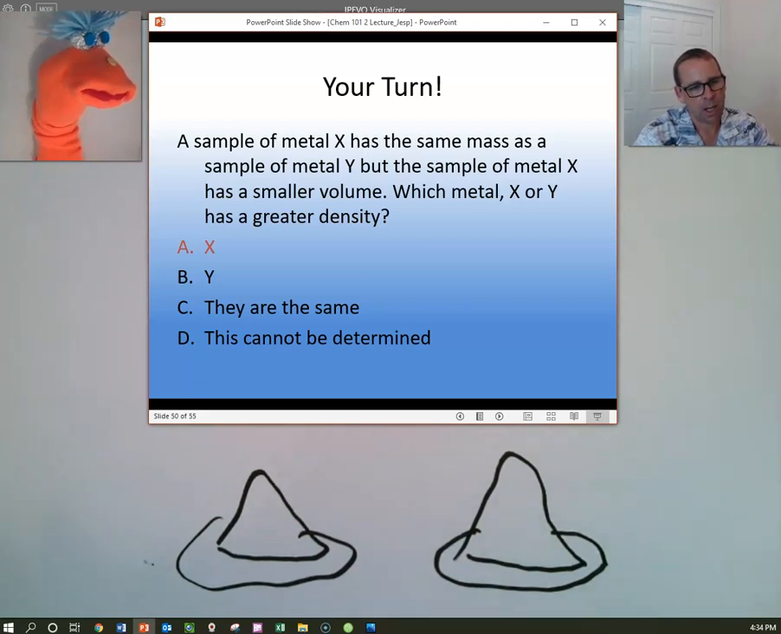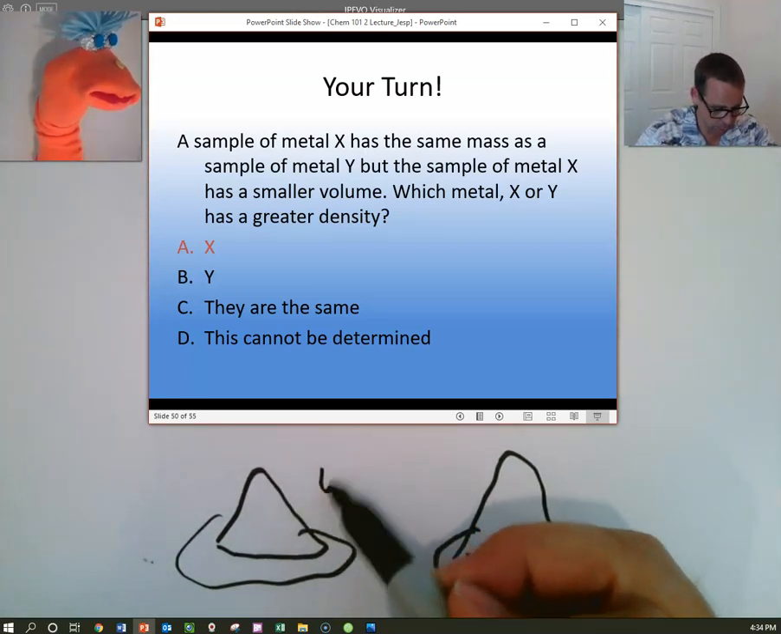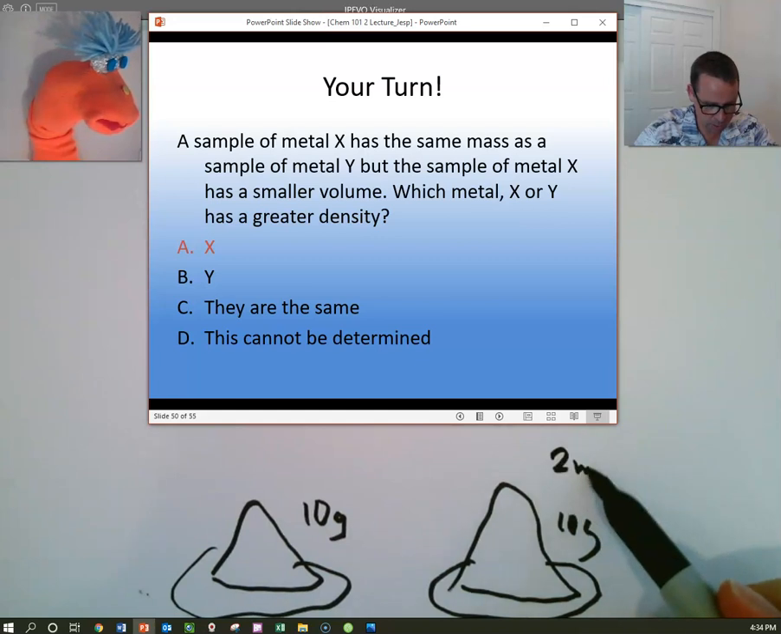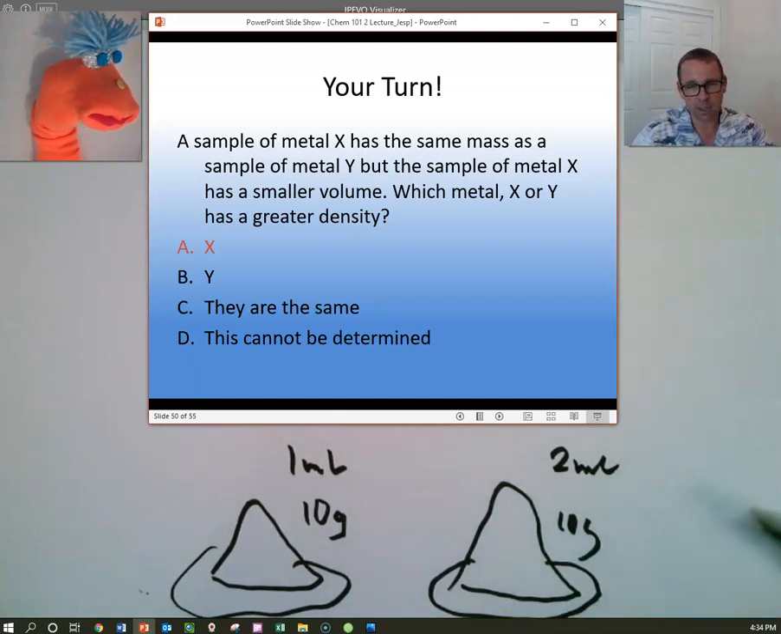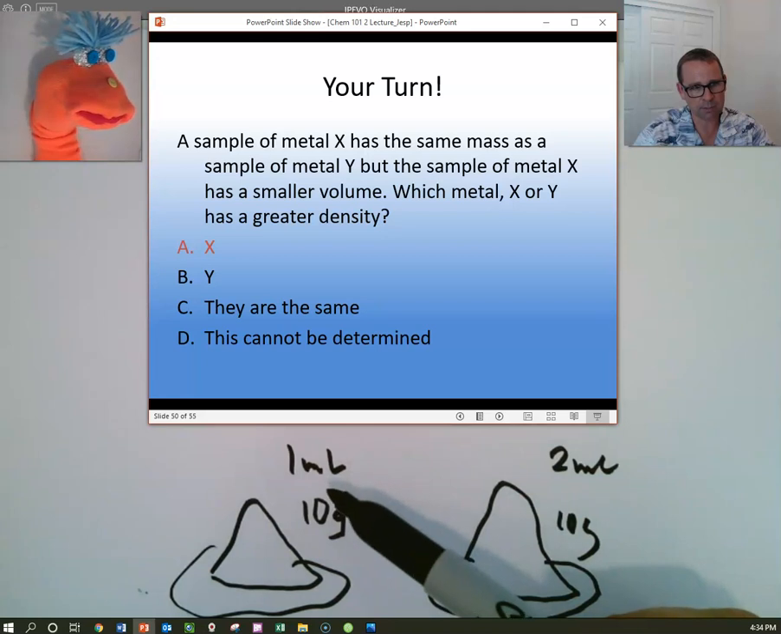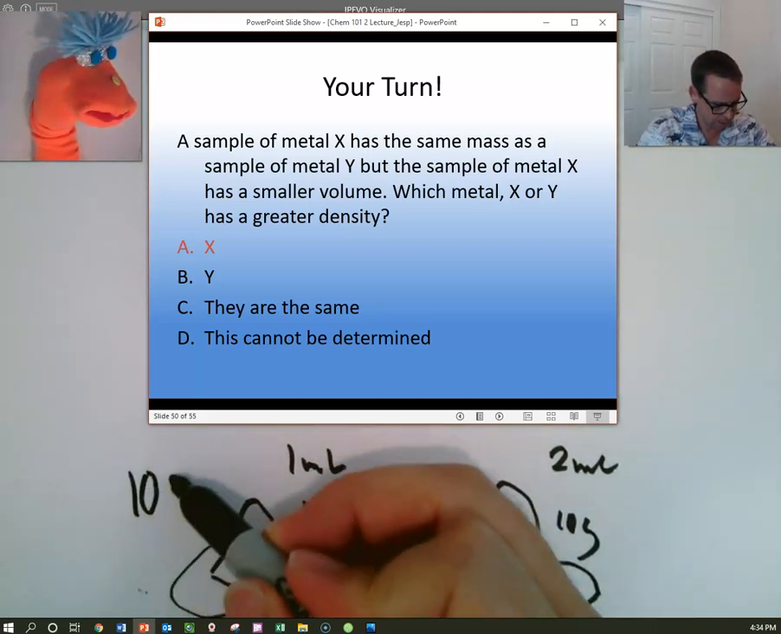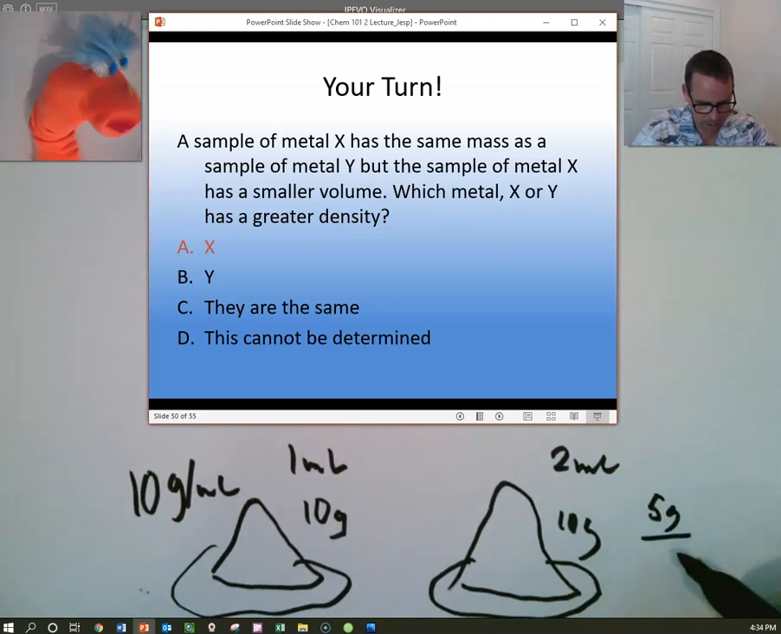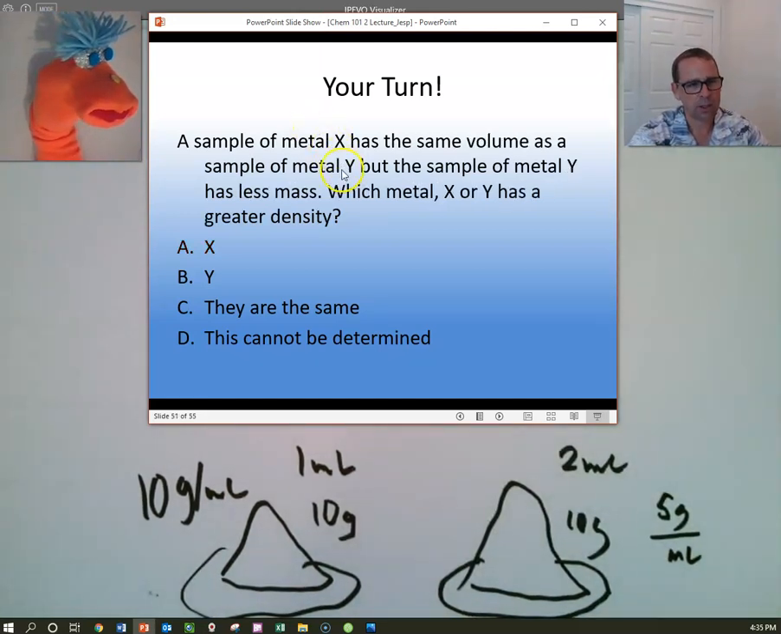Very good. We could also have done that by writing numbers for the masses. If we knew that both of these had, let's say, a mass of 10 grams, and that this one was 2 milliliters but this one was only 1 milliliter, that would allow us to identify the difference in the densities. So what would be the density of this one over here? Mass divided by milliliters, so that would be 10 grams per milliliter. But the other one over here would be what? Only 5 grams per milliliter, because 10 divided by 2 is 5 grams for every milliliter. Very good. That's right.